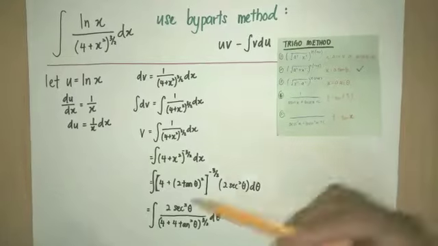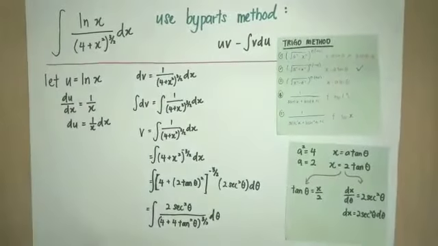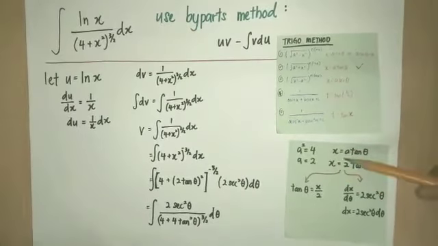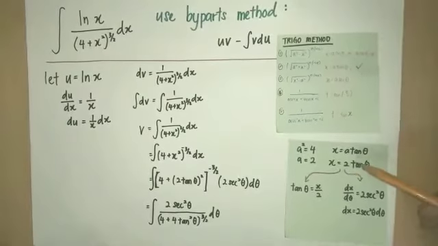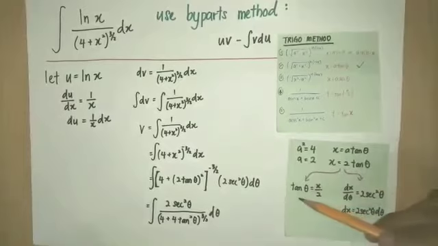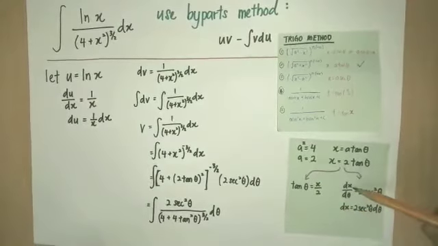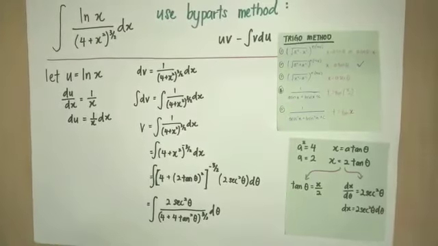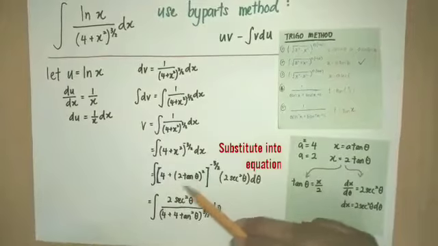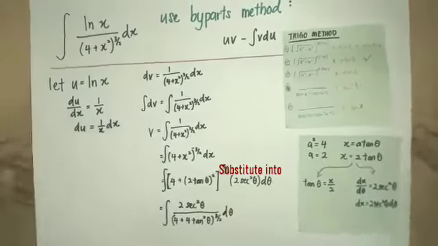For this one, you have to use this method, where a squared is 4 and a is 2, and x is a tangent theta, with a being 2. So we get tangent theta equals x over 2, and dx over d theta equals 2 secant squared theta. Then you substitute into the equation and simplify it, and put it up there. Okay.